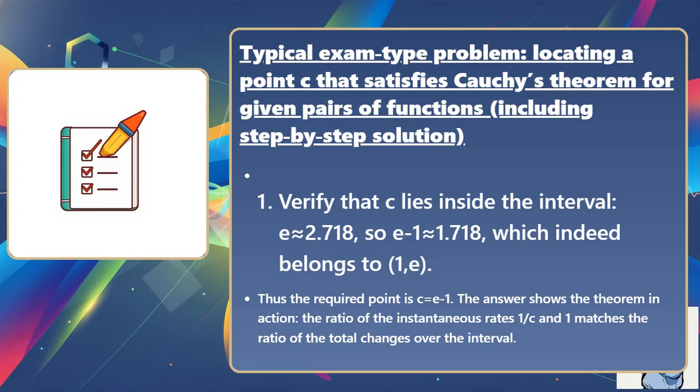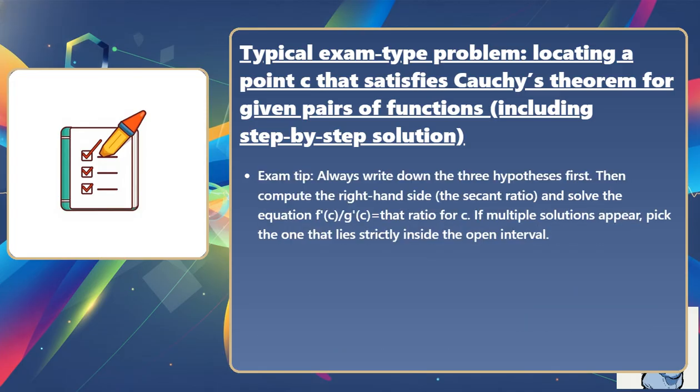The answer shows the theorem in action. The ratio of the instantaneous rates, 1 over c and 1, matches the ratio of the total changes over the interval. Exam tip: always write down the 3 hypotheses first. Then compute the right-hand side, the secant ratio, and solve the equation f'(c) divided by g'(c) equals that ratio for c. If multiple solutions appear, pick the one that lies strictly inside the open interval.